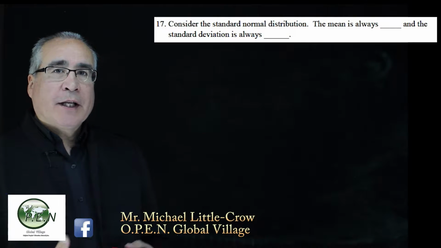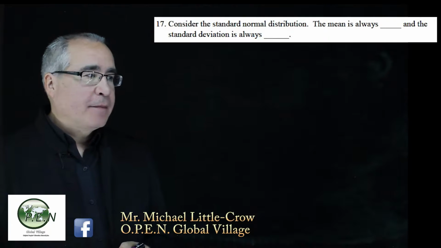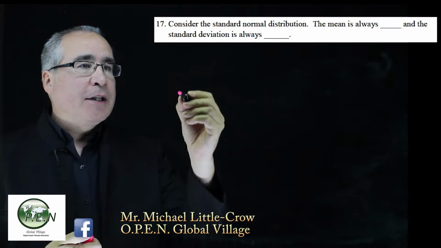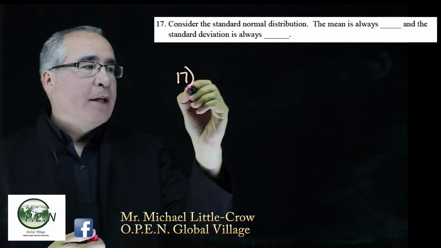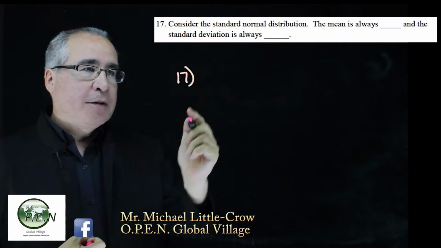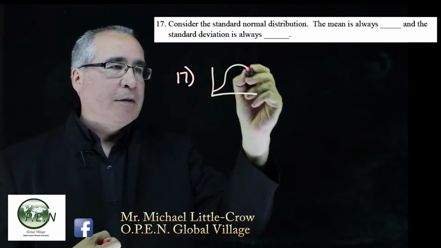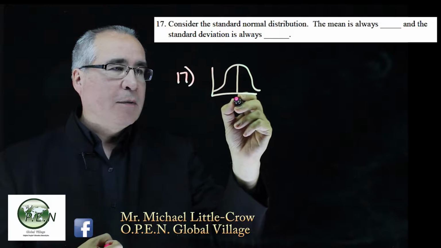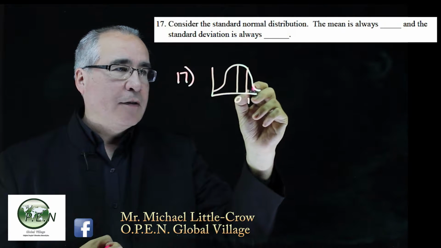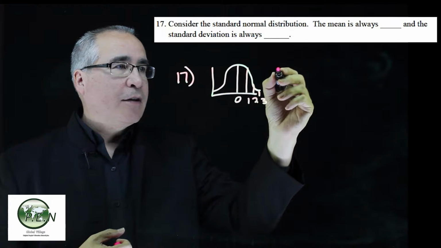Okay, here we're going to apply that formula, or this concept of the z-score and standard deviations. So our first question here is 17, and we are told that we have a standard normal distribution. Standard normal distribution will always go like this. The mean will always be 0, and the standard deviation is going to be 1. And that really answers our question.